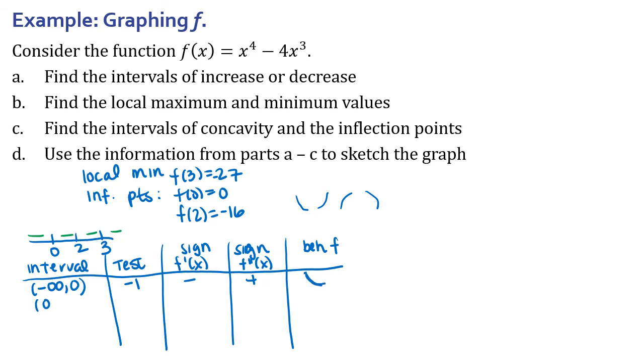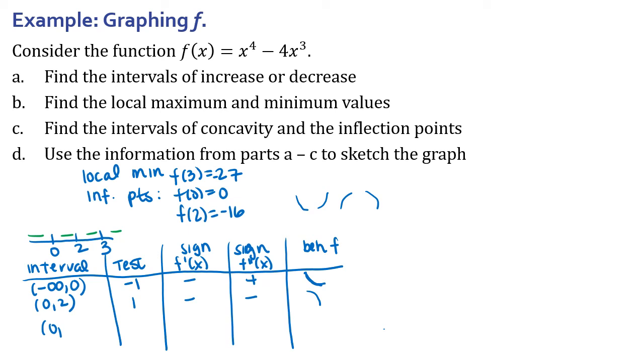So decreasing and concave up is going to be this shape. Okay, next interval from 0 to 2. When we were finding the intervals of increasing or decreasing, we used a test point of 1, and we found that the first derivative was negative there. When we tested that same test point for the second derivative test, we found that the second derivative was negative. So this is going to be a decreasing function that's concave down. So it's going to look like this.